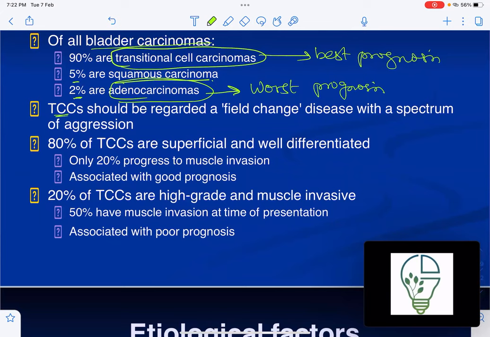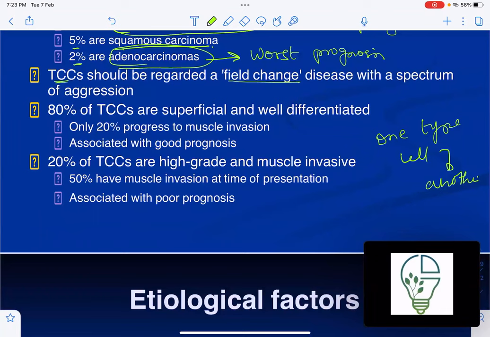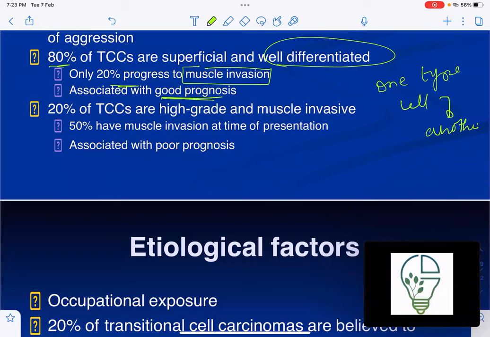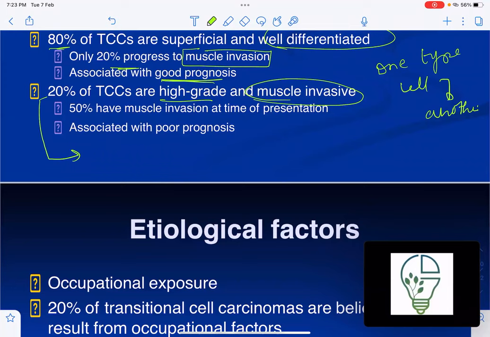Transitional cell carcinomas are actually field changing, meaning they change from one type of cell to another with varying levels of aggression. It's not uniform. And 80% of them are well differentiated. Only 20% actually progress into muscle invasion, and they are usually associated, like I previously mentioned, with good prognosis. 20% of them are high grade and are extremely muscle invasive. These are not so good in terms of prognosis. And usually, these will already have invasion at the time of presentation, meaning they're very fast to progress into the later stage of the disease.